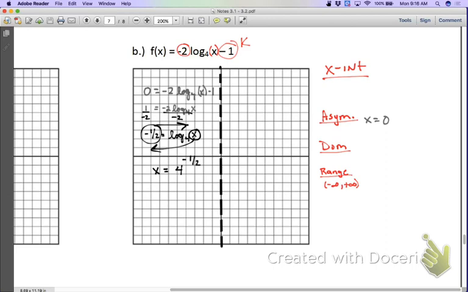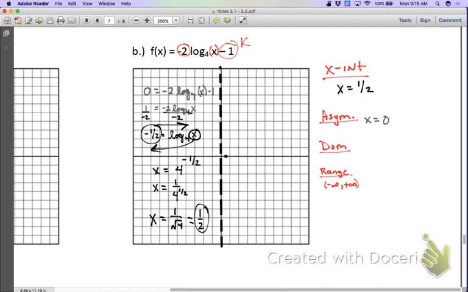So again, what's that negative going to do to my base? Where's it going to send it? Send it to the bottom. So I have 1 over 4 to the 1/2 power. What is the 1/2 power? Square root. So I have x equals 1 over the square root of 4. What's the square root of 4? 2. So where's my x-intercept? 1/2. So then, put a little point there at 1/2.